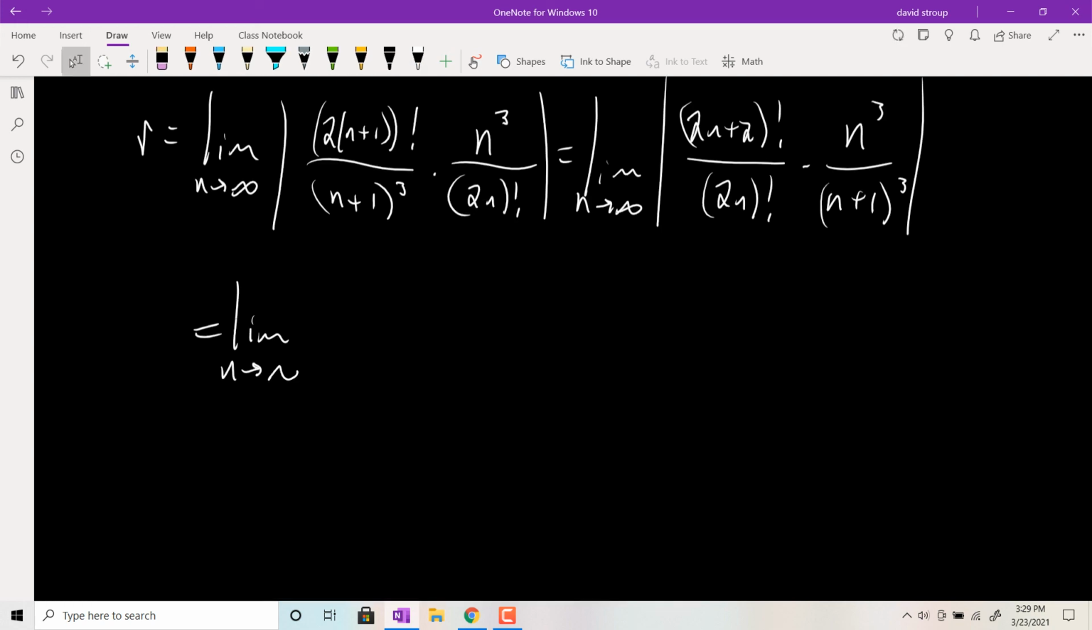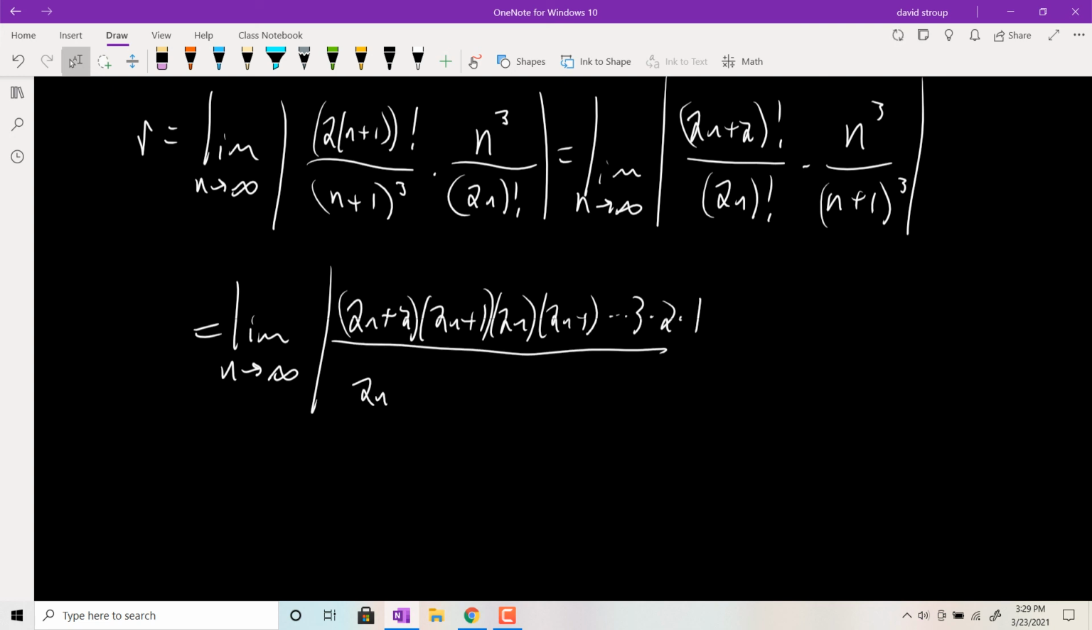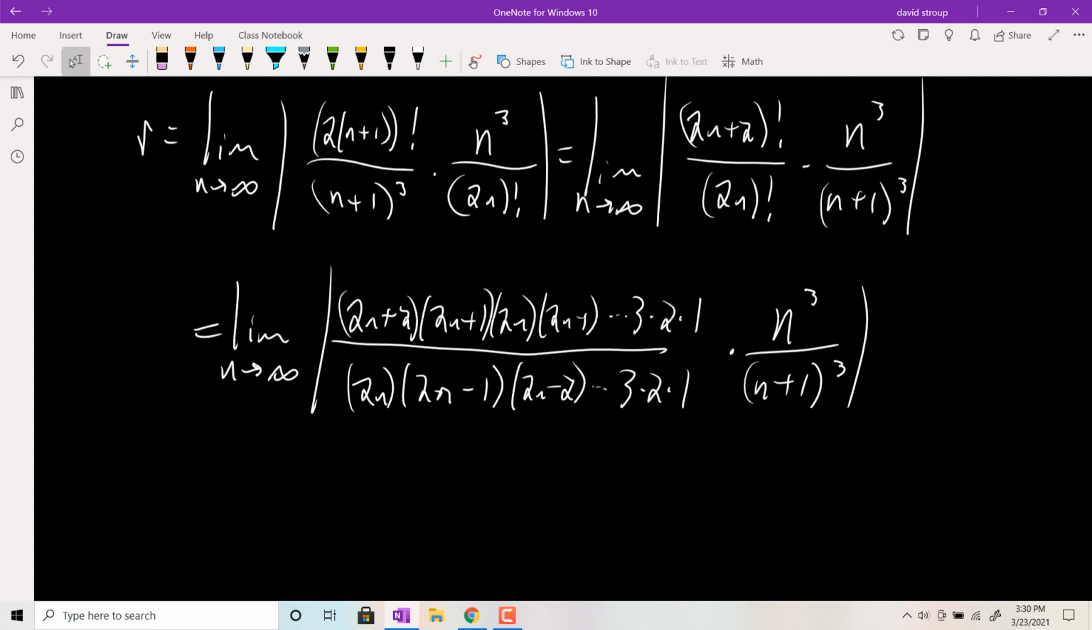Then we can rewrite (2n+2)! as (2n+2) times (2n+2-1), which is (2n+1), times 2n times (2n-1), and so on, 3 times 2 times 1. All over (2n)!, which is 2n times (2n-1) times (2n-2), and so on, all the way to 3 times 2 times 1. And then times n cubed all over (n+1) cubed.